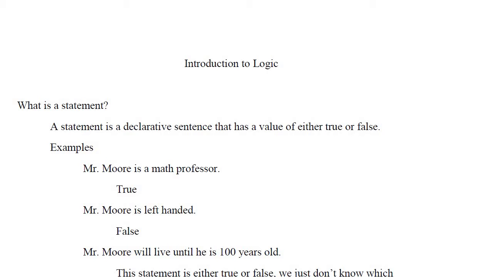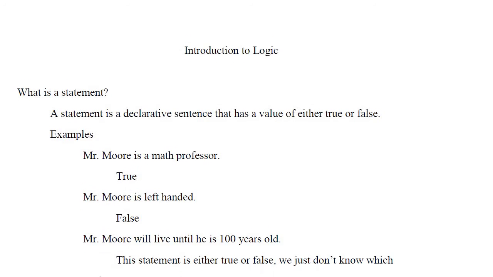So, what is a statement? A statement is a declarative sentence that has a value of either true or false. So here are some examples. Mr. Moore is a math professor. That statement is true. Mr. Moore is left-handed. That statement is false. So both of those statements are declarative sentences, and they have a value of either true or false.